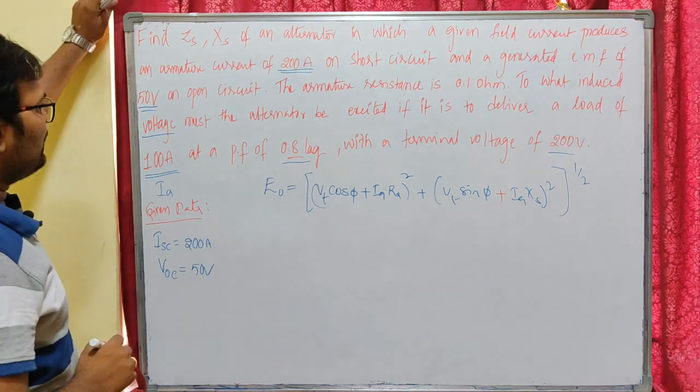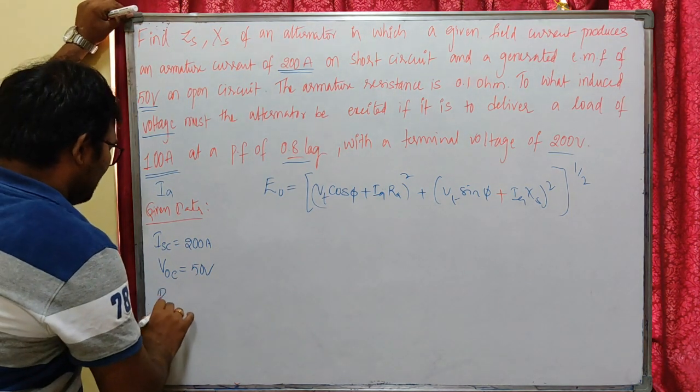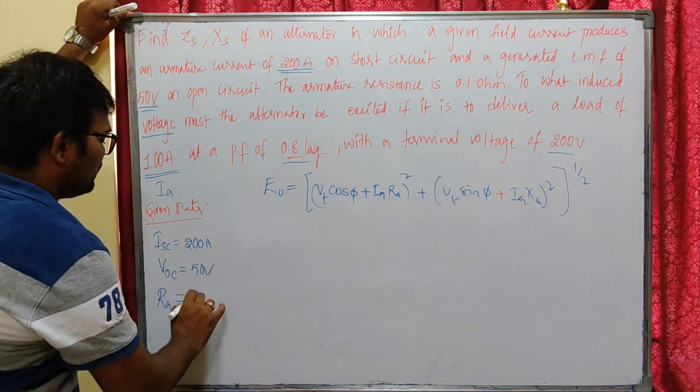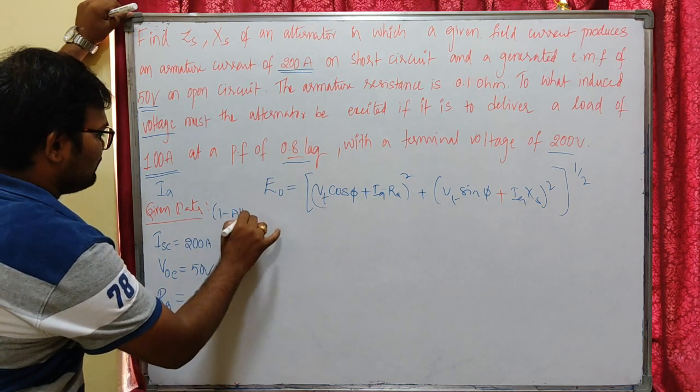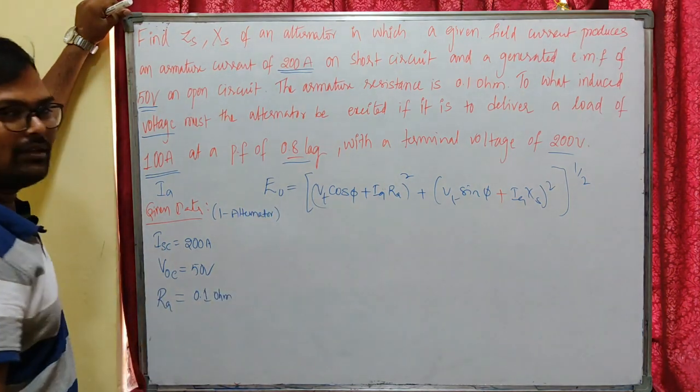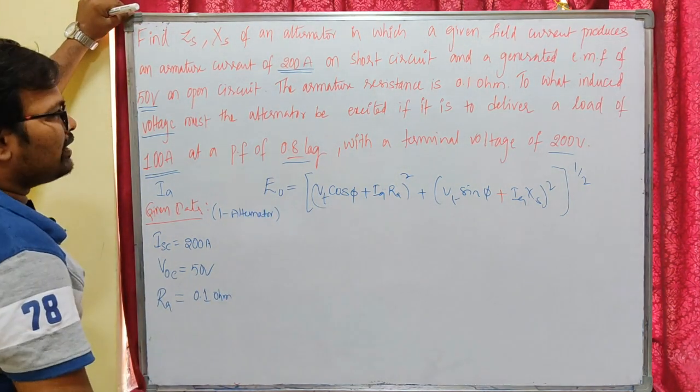Okay, and an extra data is Ra. It didn't mention ohm per phase, that's why I am going to treat this as a single phase alternator. Okay, all values are phase values only. So Ra is 0.1 ohm.